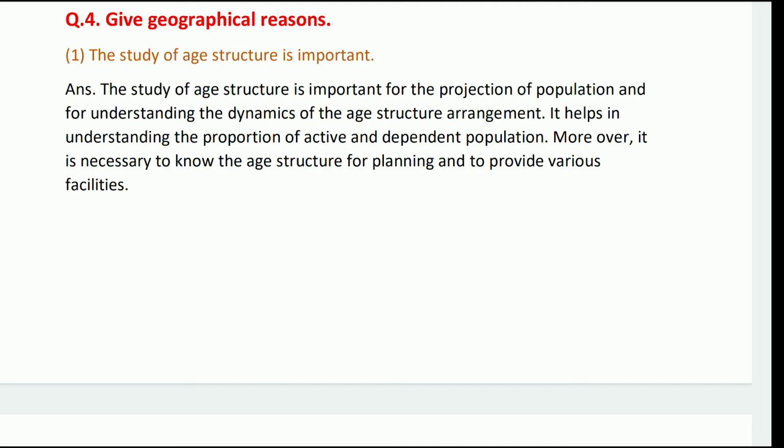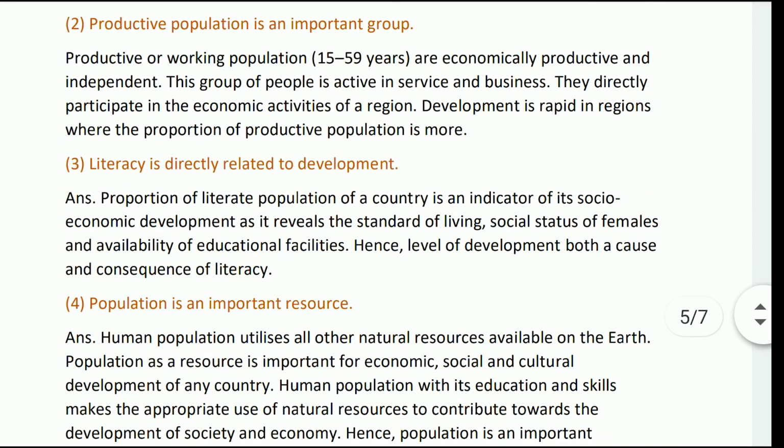Moreover, it is necessary to know the age structure for planning to provide various facilities. Productive or working population, 15 to 59 years, are economically productive, while the rest are dependent. This group of people is active in service and business. They directly participate in the economic activity of a region. Development is rapid in the region where the proportion of the productive population is more.